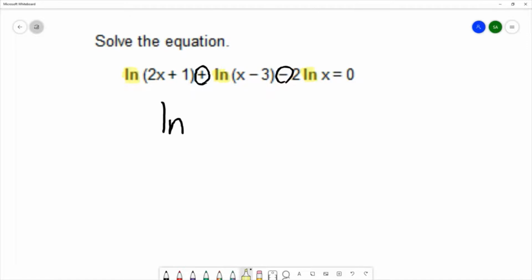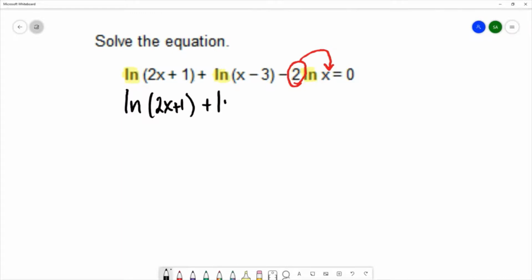And I just noticed that before we can condense, we need to use the power rule. The power rule allows us to take this coefficient of 2 and make it a power. So we would write this as natural log of 2x plus 1 plus natural log of x minus 3, and using the power rule, this becomes natural log of x squared equals 0. Now that we don't have any coefficients, we can condense to a single log using both the product and the quotient rule.